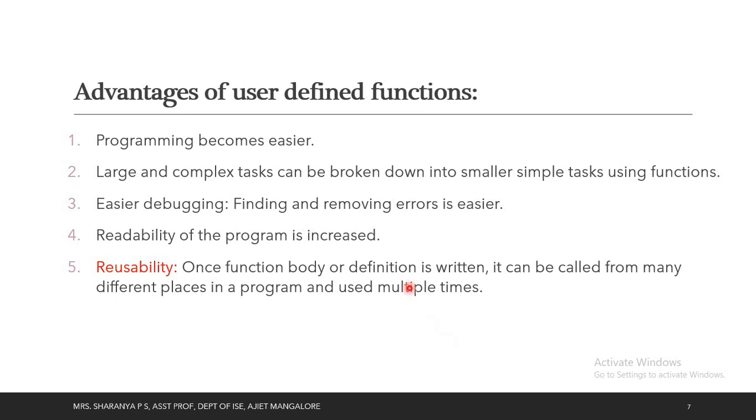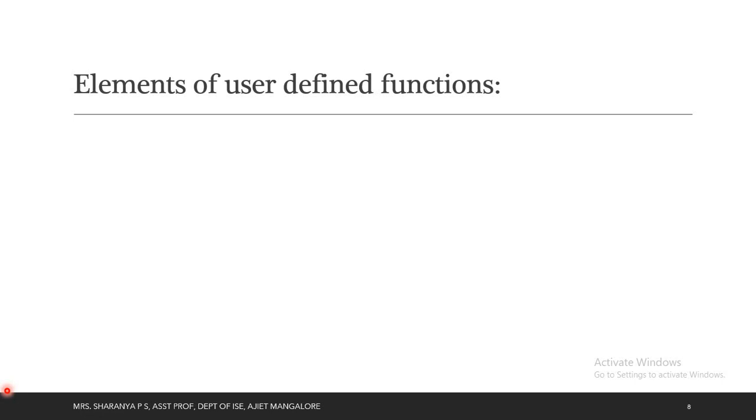That is, the function body or definition will be written only once, and it will be called many times in different places of the program, and it can be used multiple times. This is one major advantage of a user-defined function. So we have looked into some of the disadvantages of unstructured programming and how it can be overcome by using the user-defined function. Now we'll see what the major elements present in the user-defined function are. What are the parts included in the user-defined function?